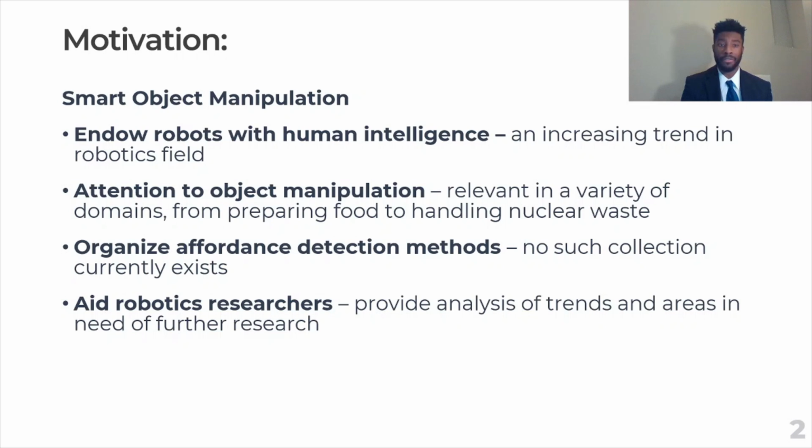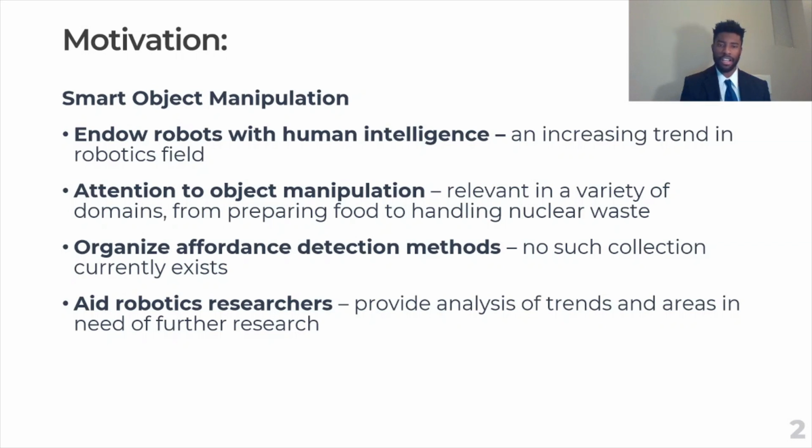As just a general motivation, today I'm going to be talking to you about smart object manipulation, which is the process of endowing robots with human intelligence. Humans have the innate ability of, whenever they see an object, whether they have previously seen it or not, they know how to interact with an object based on past experiences. And we want to give robots that ability as well. And this whole process is an increasing trend in the robotics field today.